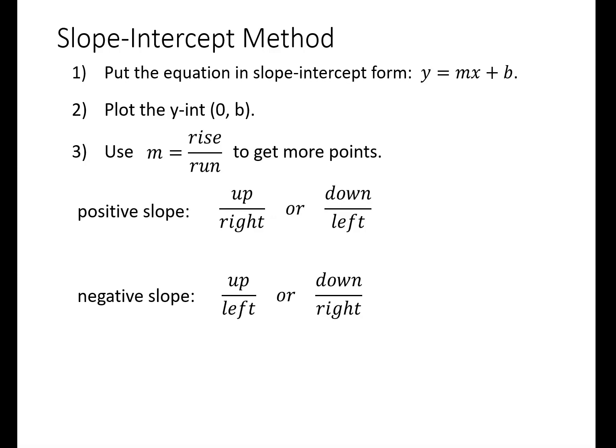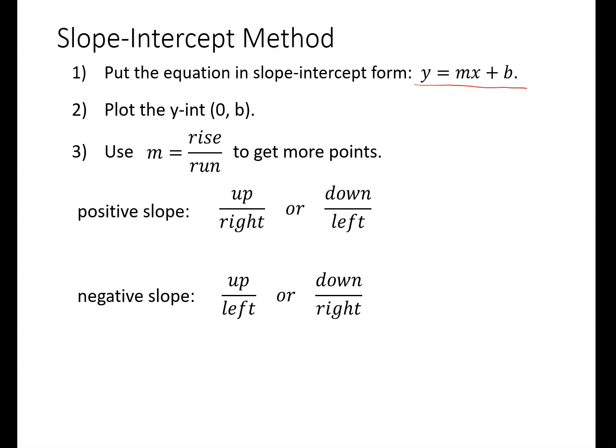Step 1 is to put the equation in slope-intercept form. Sometimes it will already be given in that form, but if not, then you will solve it for y. Once it's in that form, you can see what the y-intercept is. So step 2, plot the y-intercept. Step 3, use m equals rise over run to get more points. And you can get as many more as you want, or maybe I should say as will fit on your coordinate system.